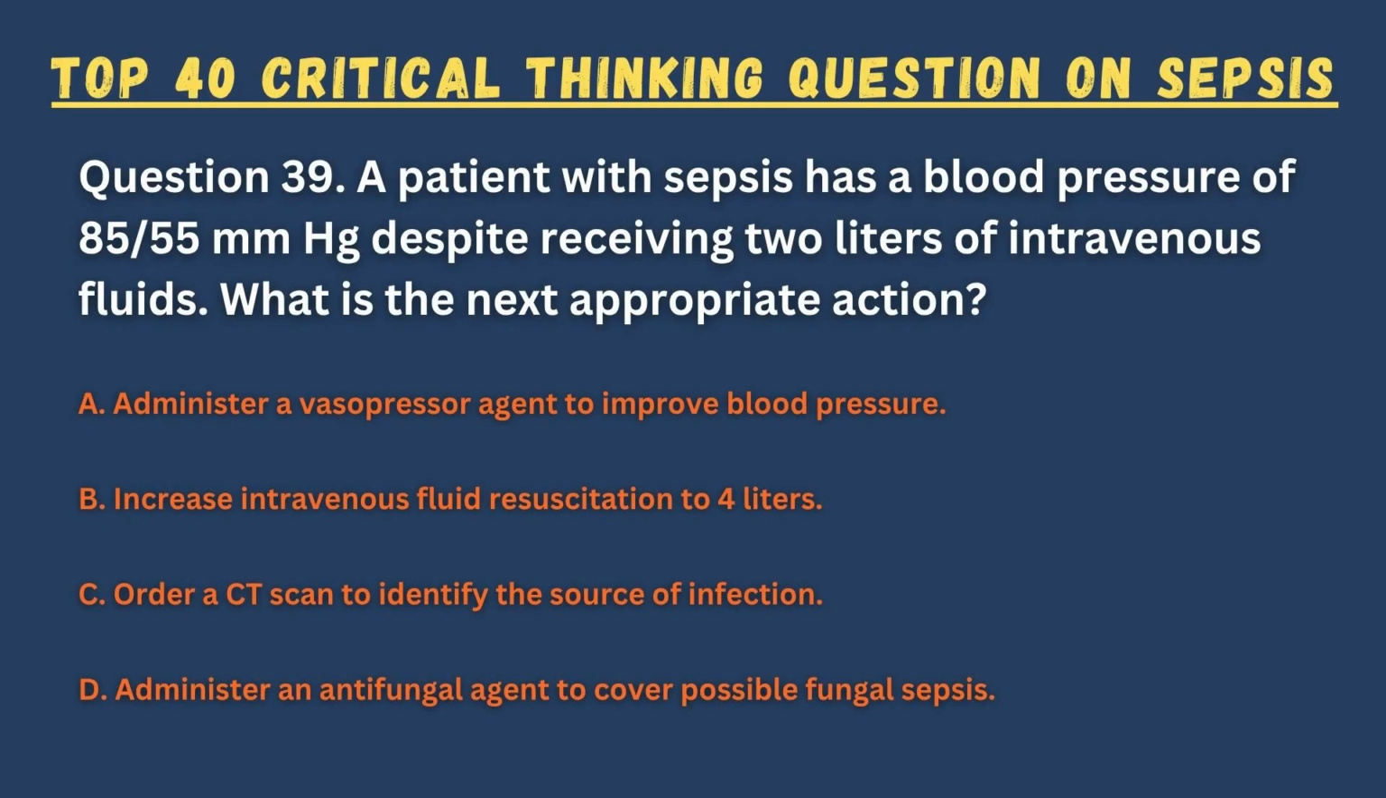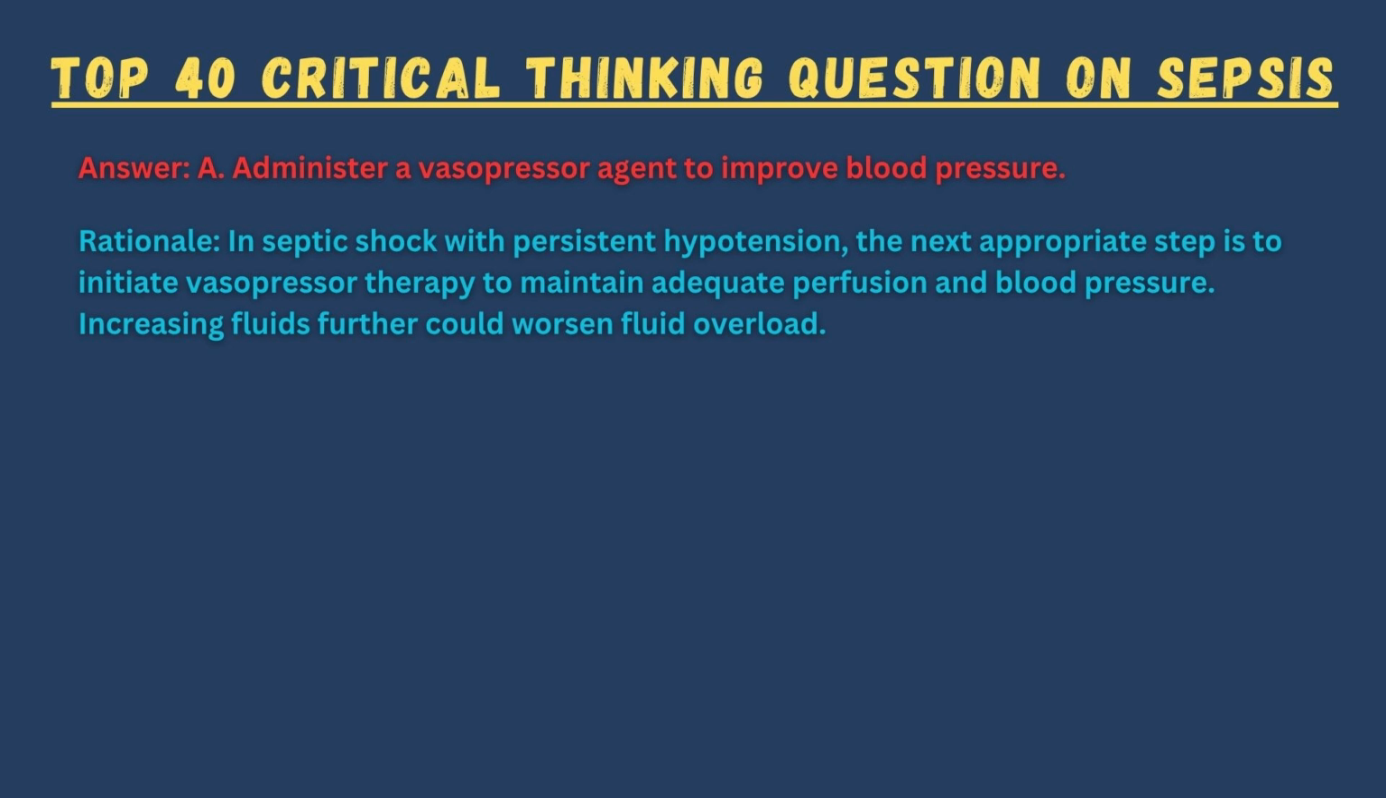Question 39. A patient with sepsis has a blood pressure of 85/55 millimeters of mercury despite receiving 2 liters of intravenous fluids. What is the next appropriate action? A. Administer a vasopressor agent to improve blood pressure. B. Increase intravenous fluid resuscitation to 4 liters. C. Order a CT scan to identify the source of infection. D. Administer an antifungal agent to cover possible fungal sepsis. Answer. A. Administer a vasopressor agent to improve blood pressure.